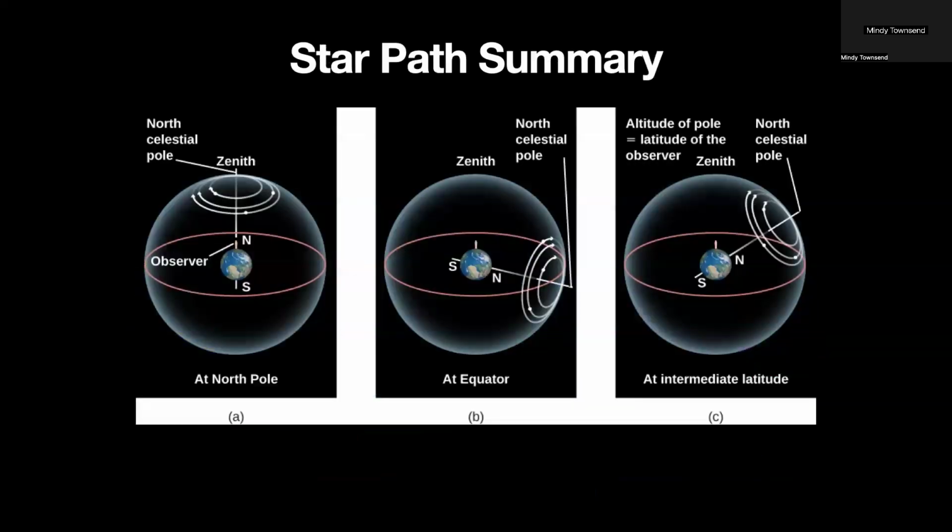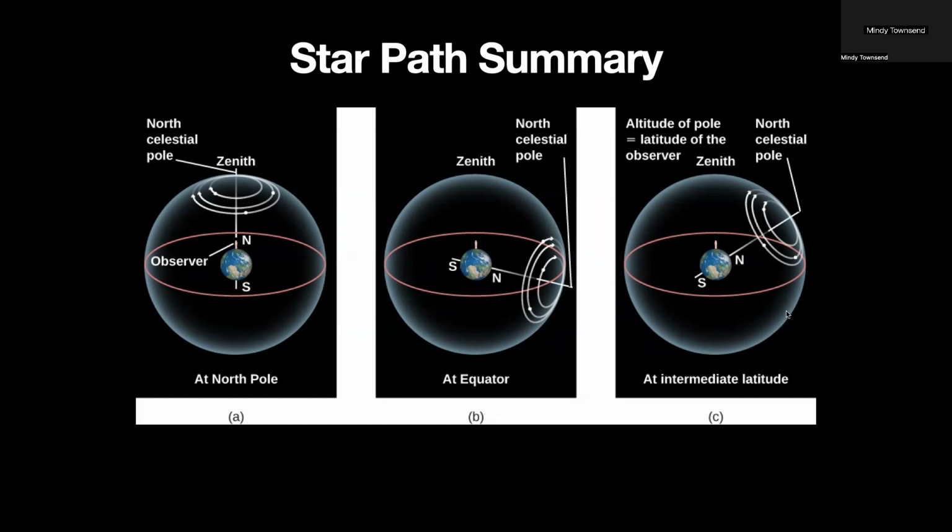So here's a summary slide of how stars appear to travel throughout the sky. Remember, at the North Pole, Polaris is at the zenith. So all stars are circumpolar, right? None of them set, they just swirl around Polaris. At the equator, we have the opposite situation. The North Celestial Pole is on the horizon. So all stars will appear to rise and set, right? This red line is the horizon. So the stars will come up above the horizon, stay up for a while, and then set.